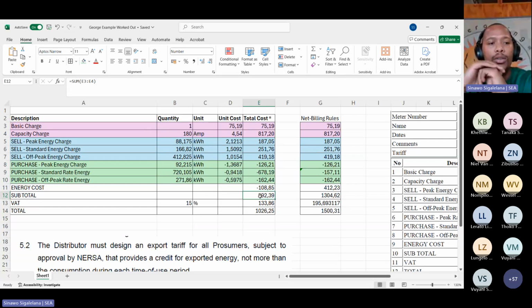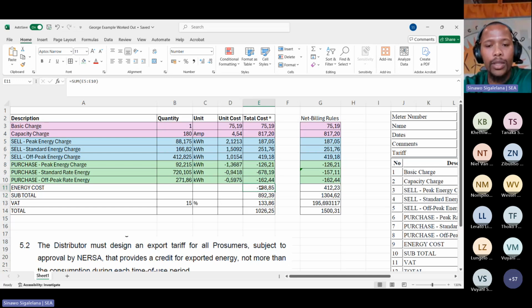Or is it a subtraction on the entire bill? That is the question that I was asking myself. Because if it's just the energy costs, then it passes my test. But if it is the entire bill, then it still doesn't align with the NESA net billing rules. All right. So I saw that it doesn't align, colleagues.